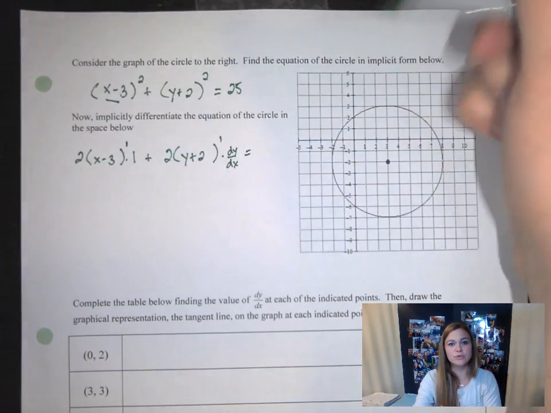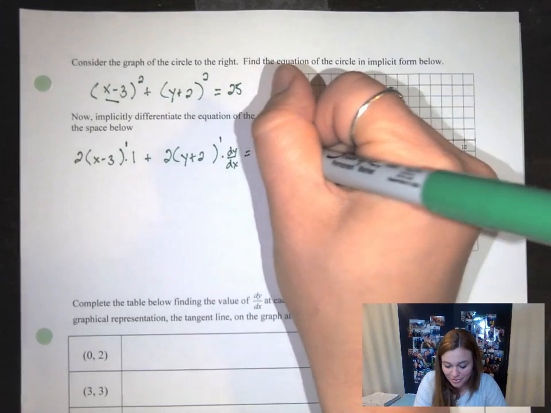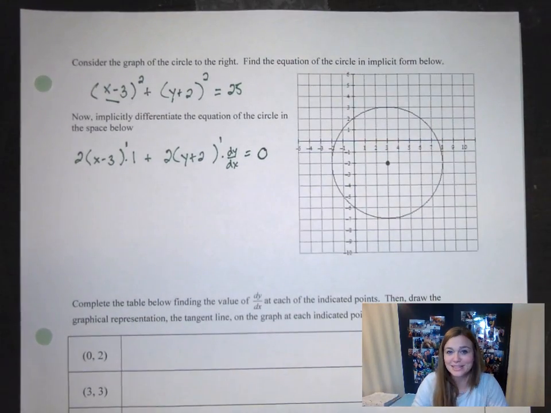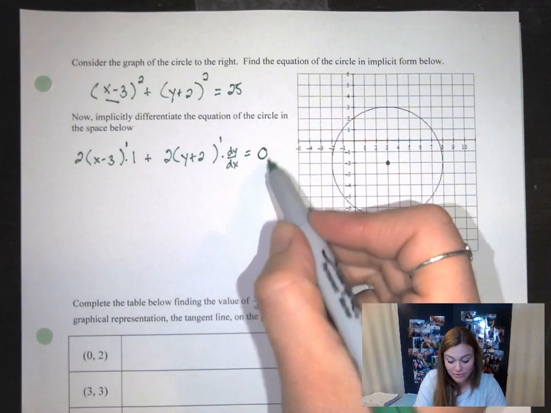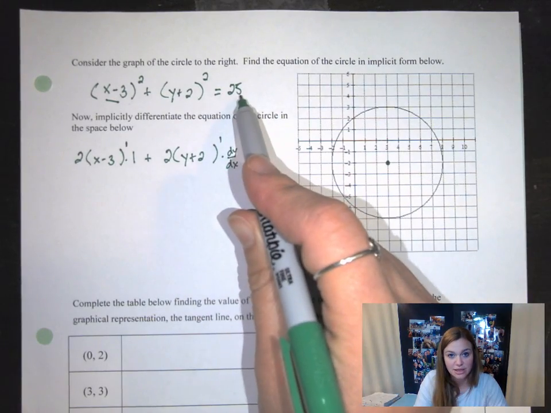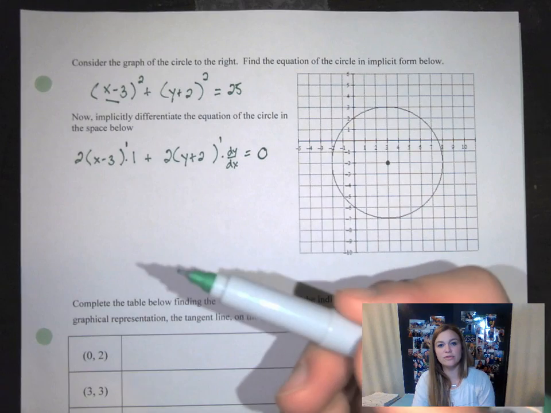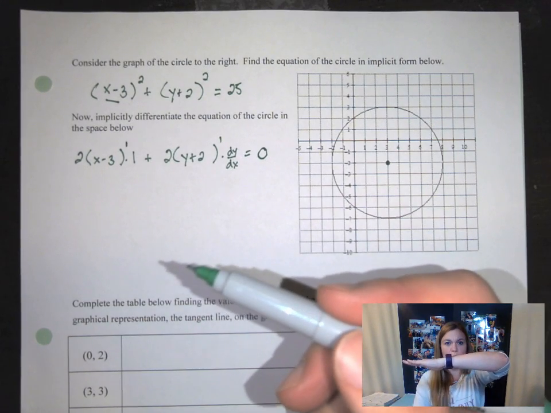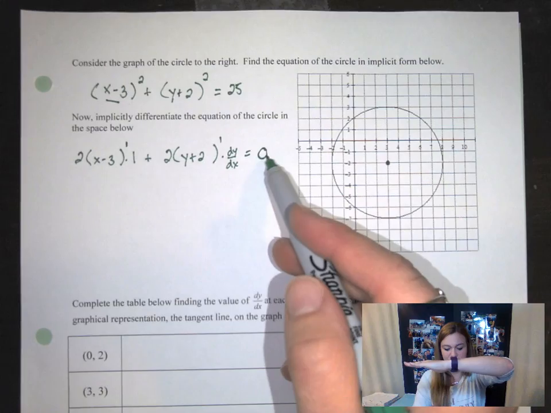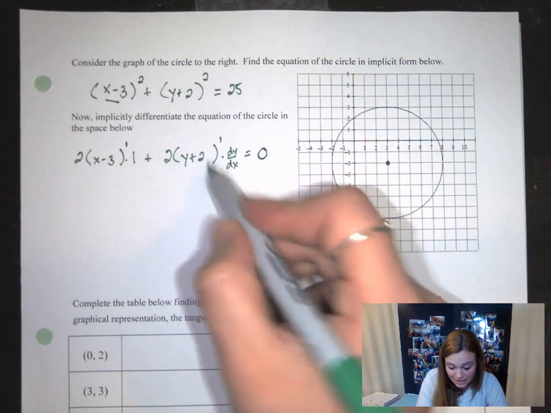What's the derivative of 25? It's 0. It's not 25. So the derivative of 25 is 0 because this is just a constant. So if you think about y equals 25, what's the slope of the tangent for that line? It's just going to be 0. The next thing you need to do is get dy dx by itself.